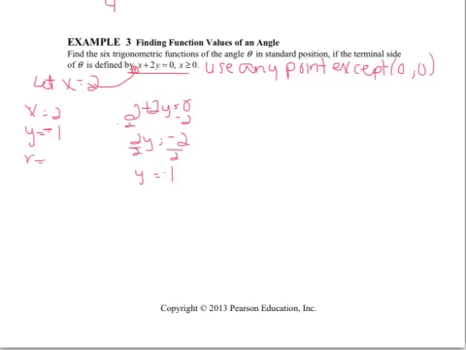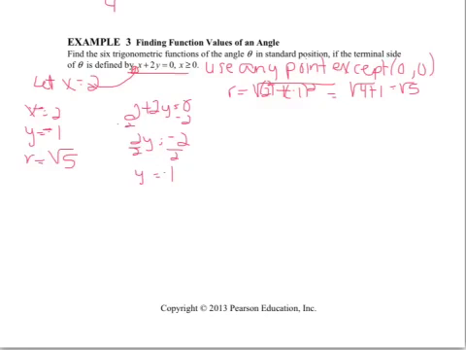So now I have the values x equals 2, y equals negative 1, and I have to find my r. That's a little messy, sorry about that. To find my r value, I'm going to plug my x and my y in, and say r equals the square root of 2 squared plus negative 1 squared, which gives me the square root of 4 plus 1, which gives me the square root of 5. So r is going to equal the square root of 5.